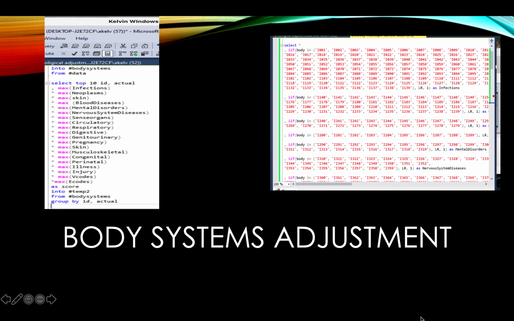For body system adjustment, we can see that it's clarifying how diagnosis codes are used as markers of progression. On the right, we can see the different codes that were used and the different body systems, for example, nervous system diseases. The others are a little hard to see, but infections, all these are present. And on the left, in order to find the body system adjustment, we had to select the top 10 ID, the actual, and the max, as a score into temp 2 from the body systems, which were all grouped by the ID.